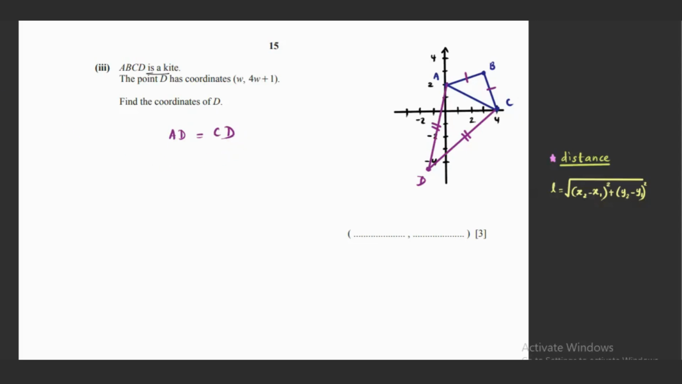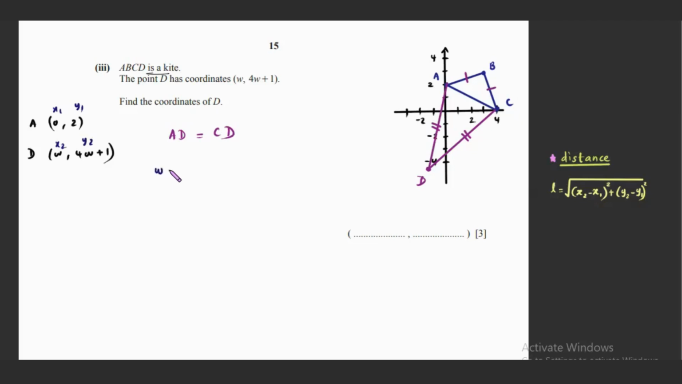So to do that, I'm going to consider the point A. The coordinates of A is going to be 0 and 2. And the coordinate point we will consider for D is w and 4w plus 1. I'm going to label this as x1, y1, x2, y2. And now I need to find the length, so I need to use this formula here. So that is the difference in the x values.